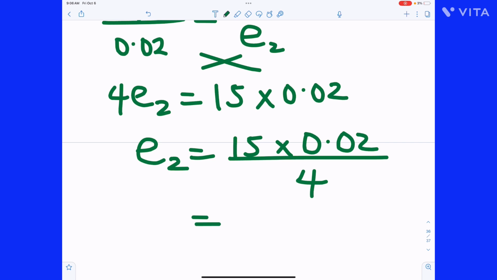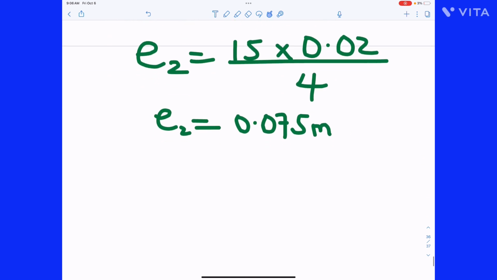Let's press our calculator to check that. 15 times 0.02 divided by 4. That's 0.075. So E2 is 0.075 meters. So 15 newtons will produce an extension of 0.075 meters. Let me do that again. 15 times 0.02 divided by 4. 0.075 meters.